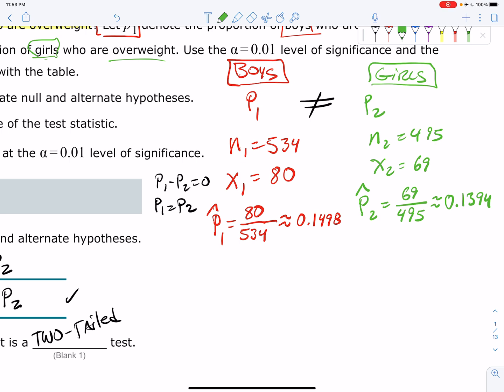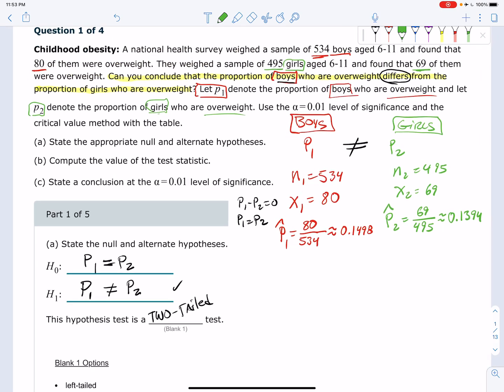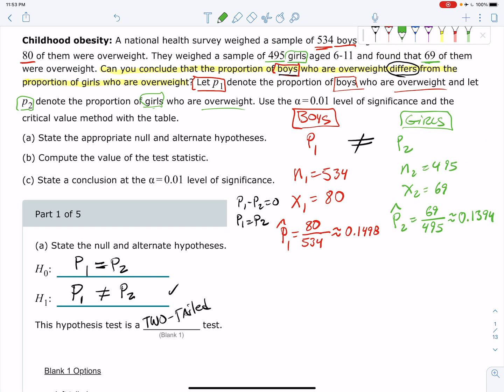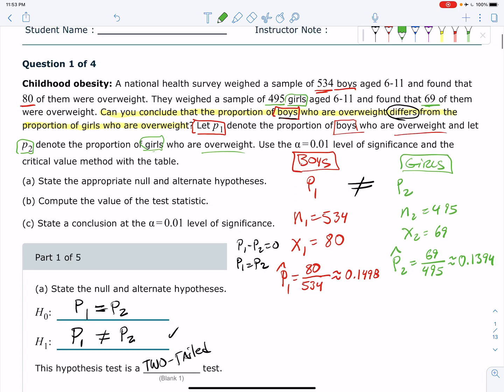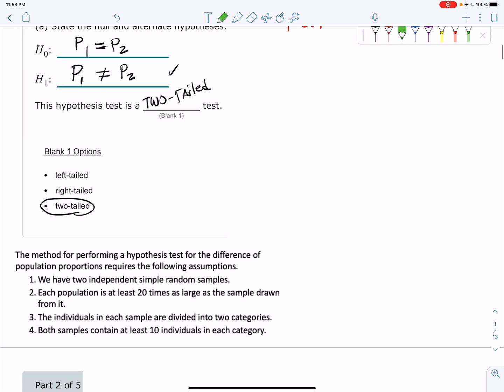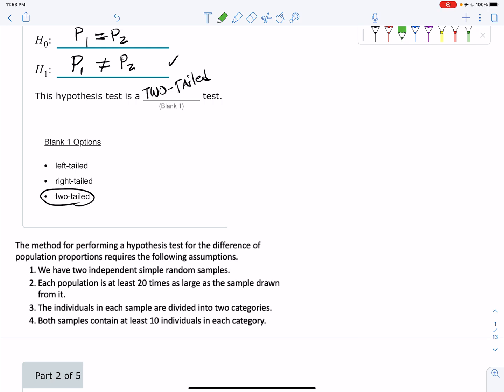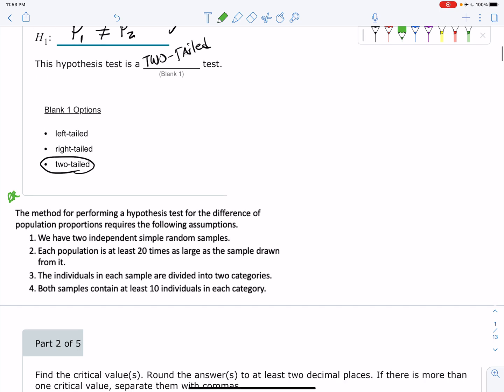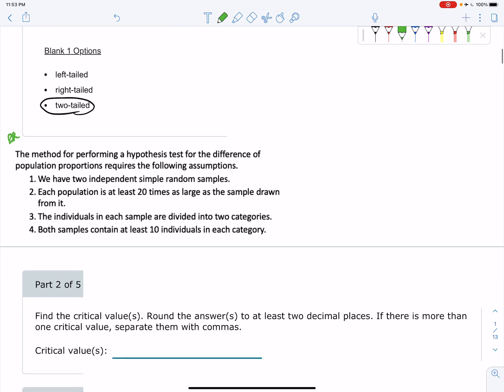By the way, there are some assumptions we're supposed to hold to in order to use the test statistic that we're going to use. They're down here at the bottom of the screen. Let me see if I can highlight them. I don't have a lot of space. Okay, here are the four assumptions. I'm going to use a little box. First of all, we have two independent simple random samples.